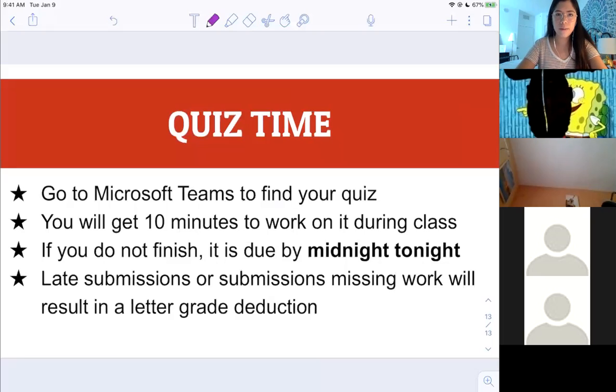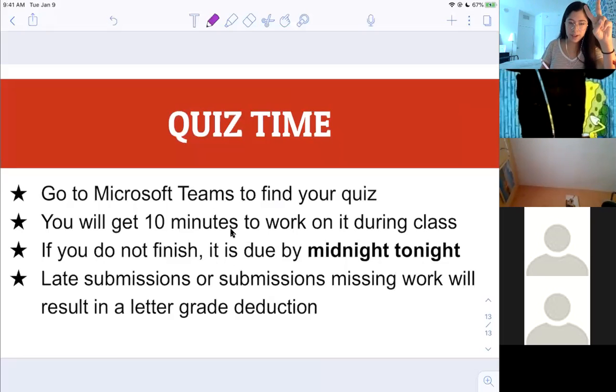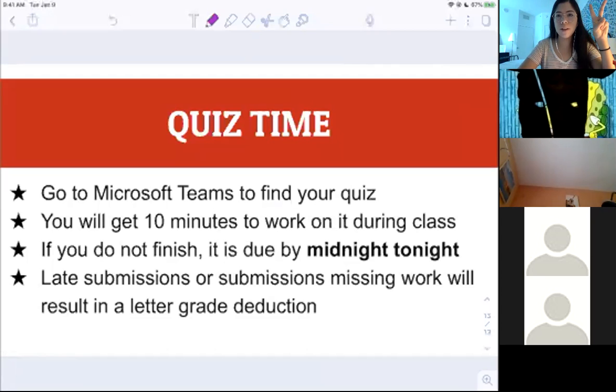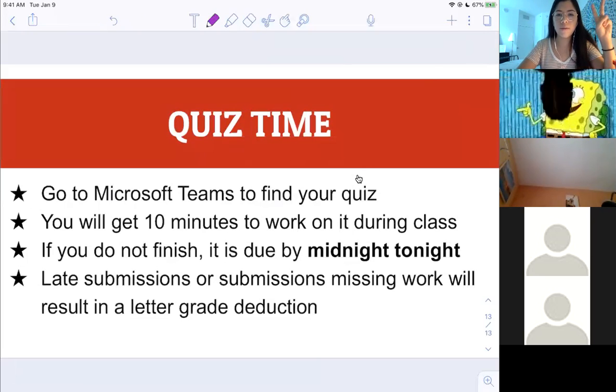What else is due tonight at midnight? The Khan Academy, the rotations one. I think most of you already finished it, but some of you still haven't done that. So the two things to finish by midnight tonight are your quiz and your Khan Academy. Do I have any questions on that? No. Okay, I'm about to release the quiz onto Microsoft Teams. You'll see it come up in the next 5 minutes, and you can get started as soon as you want to and finish it by midnight tonight.